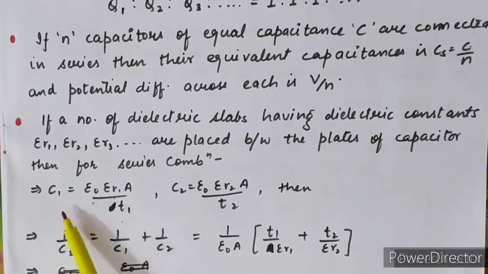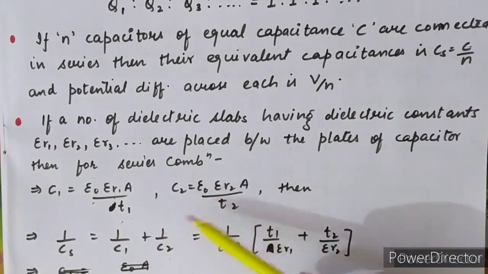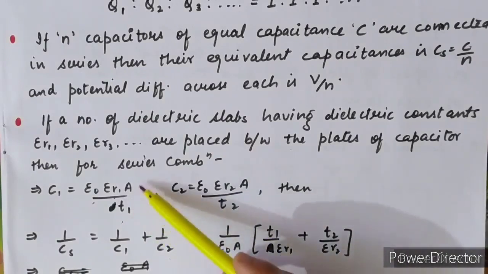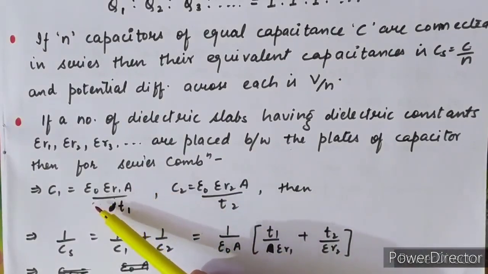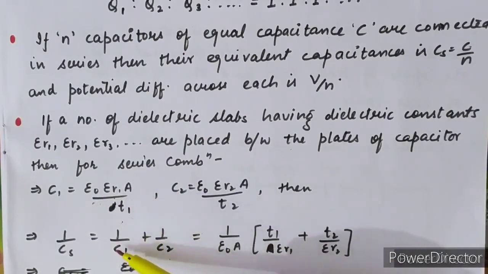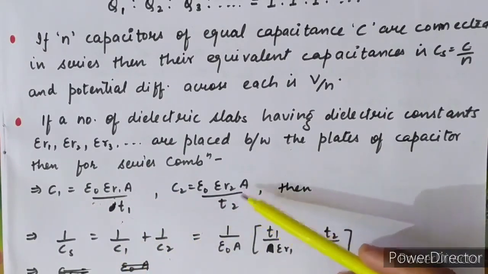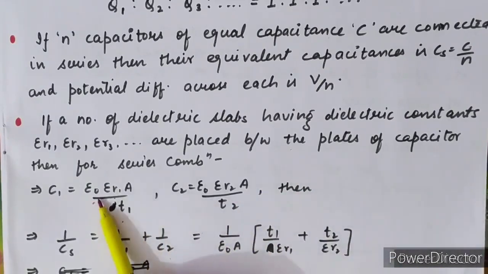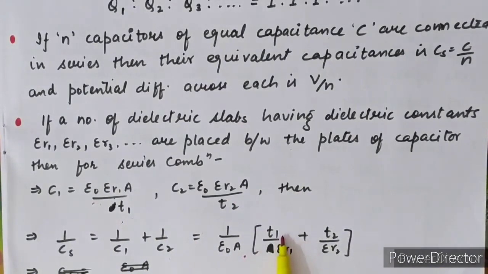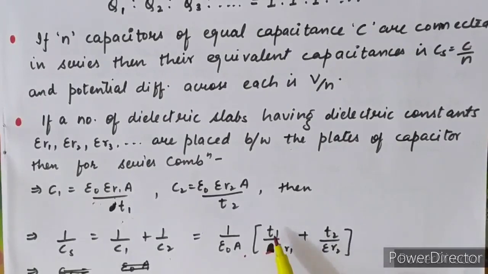1 upon Cs. Here we have 2 capacitors, so 1 upon Cs is equal to 1 upon C1 plus 1 upon C2. We have to put both the values. As we are putting both the values, they will be reciprocal. So T1 goes upside and epsilon naught epsilon R1 A will be on the downside. Same in this. As we take common epsilon naught A, 1 upon epsilon naught A becomes common, and what will remain in the bracket? T1 upon epsilon R1 plus T2 upon epsilon R2.